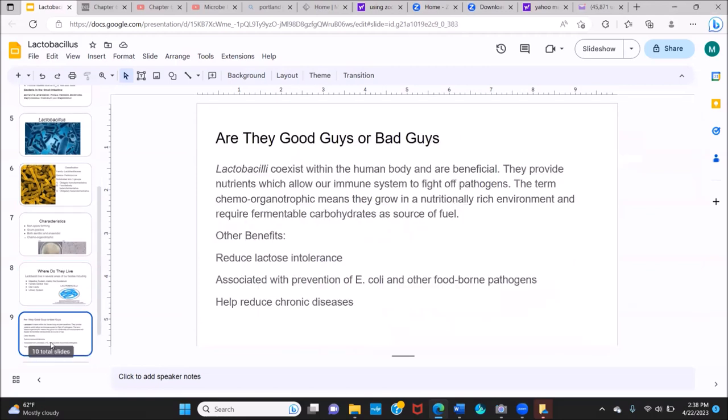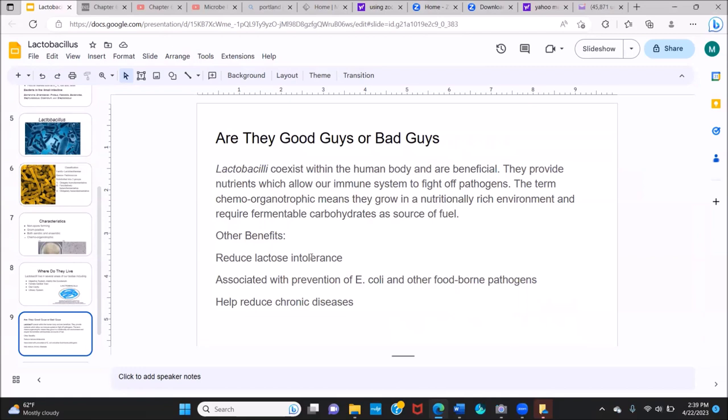So let's get into, do we like them or do we not like them? Well, lactobacilli have many benefits. Lactobacillus are vital to reducing many physiological processes which involve chronic diseases. These include both rheumatoid arthritis as well as multiple sclerosis. The same strain of Lactobacillus acidophilus has also been associated with preventing E. coli and other foodborne pathogens.